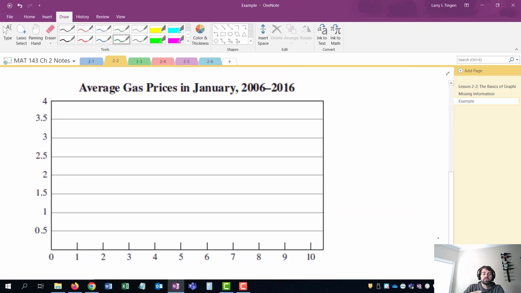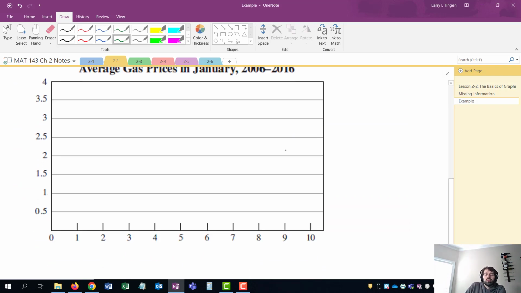Average gas prices, and then along the bottom, these are years since 2006, and then this is price in dollars. All right, so what do I have? At year 0, which was the year 2006, gas was $2.32. So 2.32, halfway between 2 and 2.5 is 2.25, so I need to be a little above half.